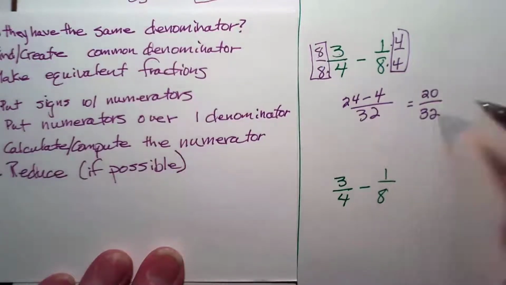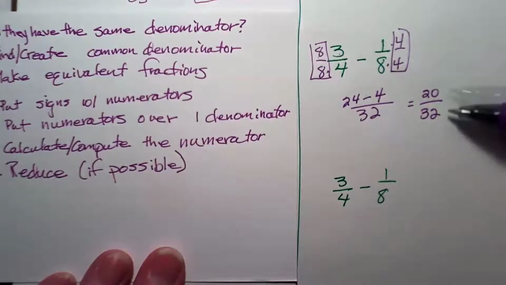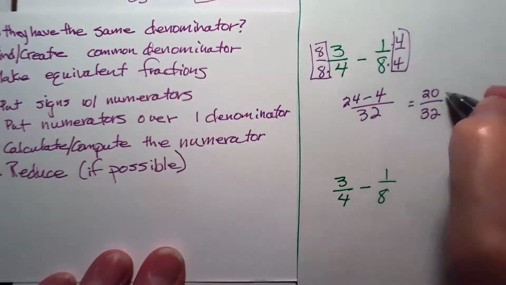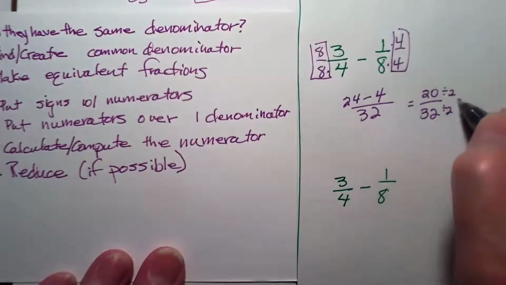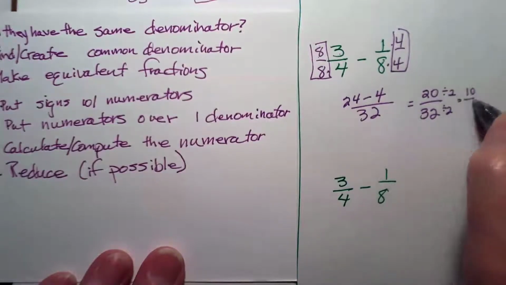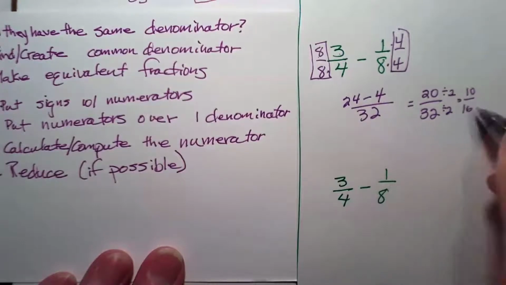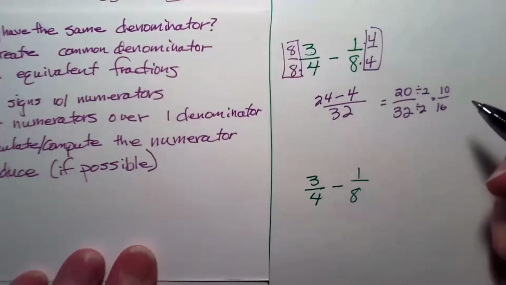Over 32. Now I look at this and I can reduce this. I can divide both of these by 2 for sure. So I'm going to show you the easiest way, if people aren't good at their math facts: you just start dividing by 2. So 20 divided by 2 is 10. 32 divided by 2 is 16. And yes, you can use a calculator for this.